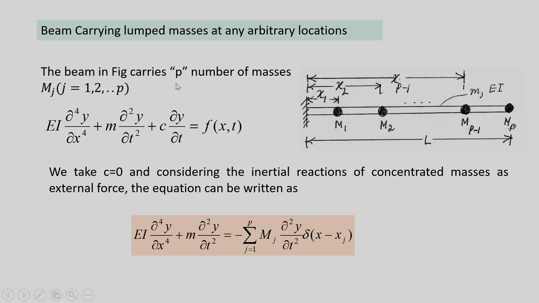The beam in the figure carries p number of masses. You can see here mass 1, mass 2, up to mass p. So p number of masses are placed at different locations. Here it is x1, x2, up to x p minus 1, etc.